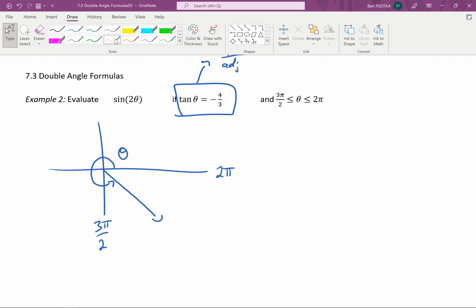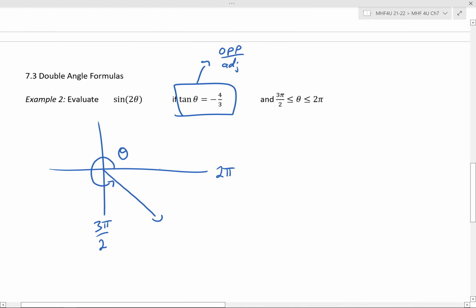And I'll draw that in a slightly different color there. There we are. I know my vertical component right here has to be negative. My vertical component, that is my sine component. So my sine, that's the opposite side, is negative 4. All right, my horizontal component then is 3 units in length.